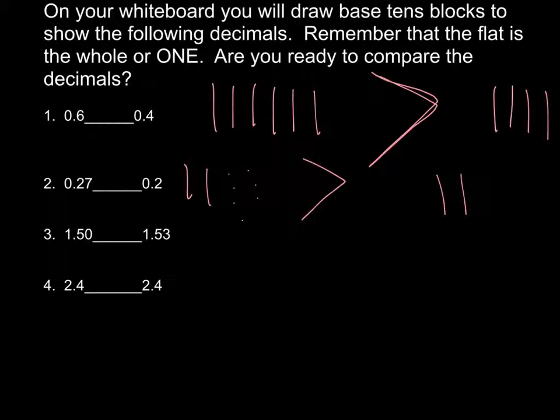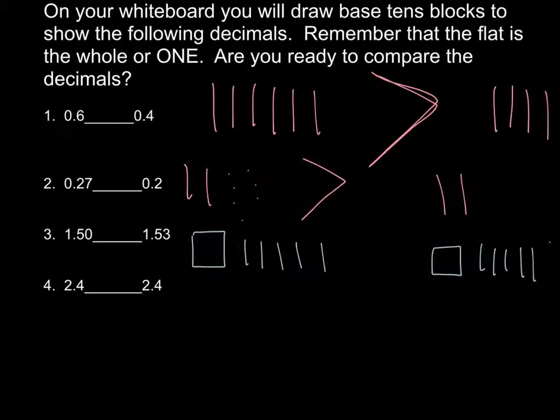In problem 3, I have 1 and 50 hundredths. Remember that the flat is the 1 or the whole. That tells me I have 1 whole flat and 5 longs. If I compare it to my other number, it says I have 1 and 53 hundredths. I have 1 flat, 5 longs, and 3 cubes. 1 and 53 hundredths is larger.